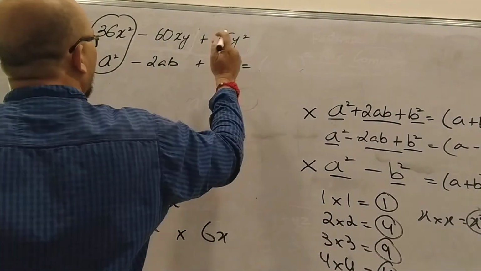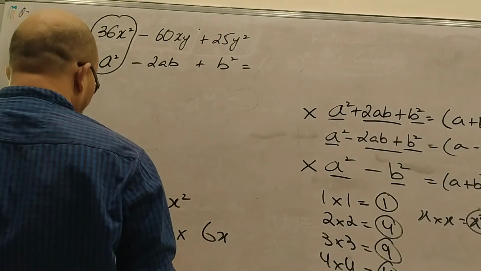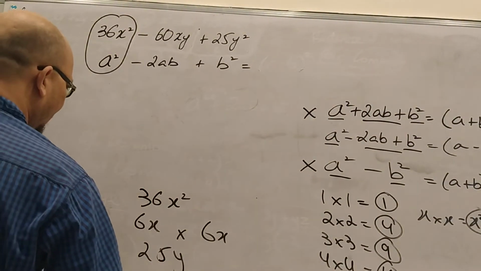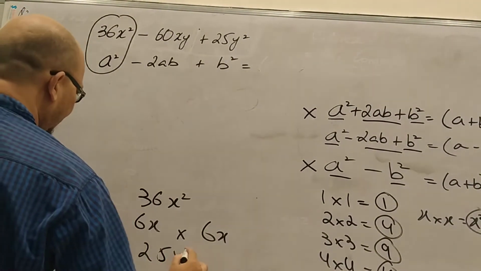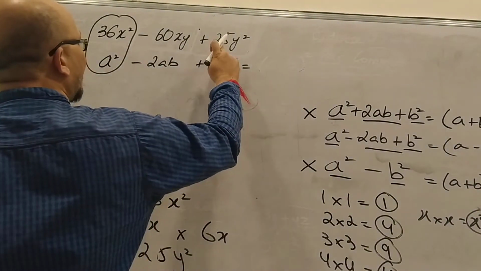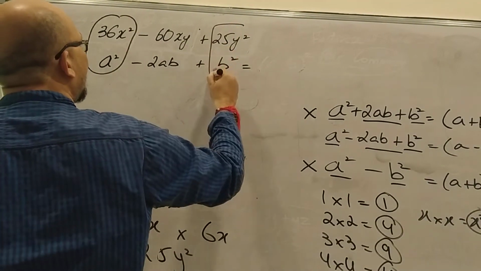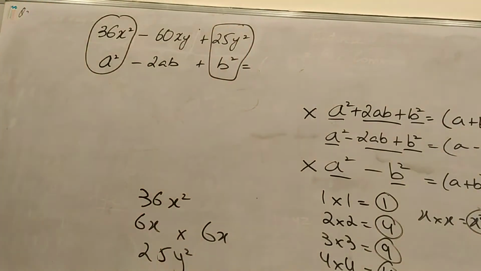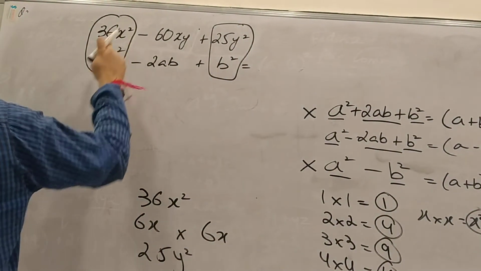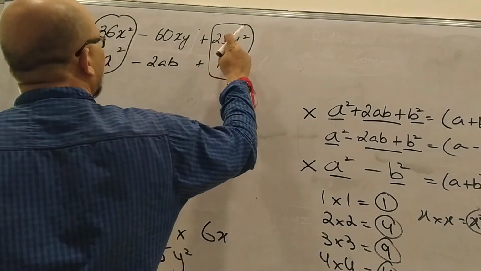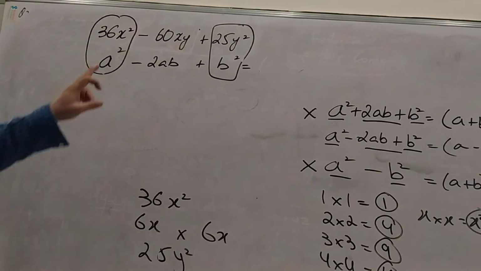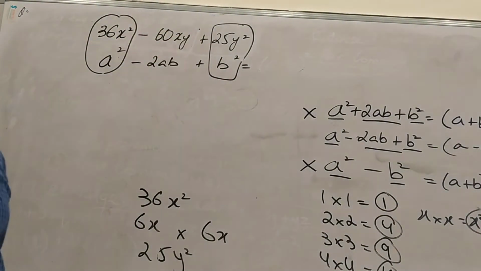Then the last term, 25y square. It is a perfect square number guys. 5 fives are 25, y multiplied by y. So this is also perfect. So guys, if this term is a perfect square number, this will be considered b square. Is it clear or not? So this 36x square is a square and the last one, 25y square, is b square. Okay guys, so this is a square, this is b square.